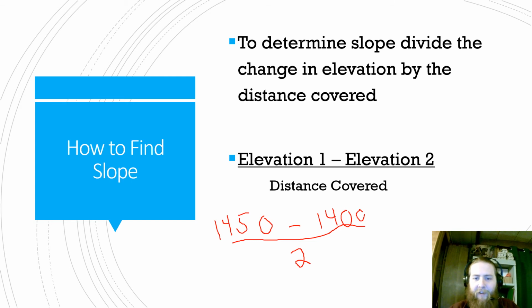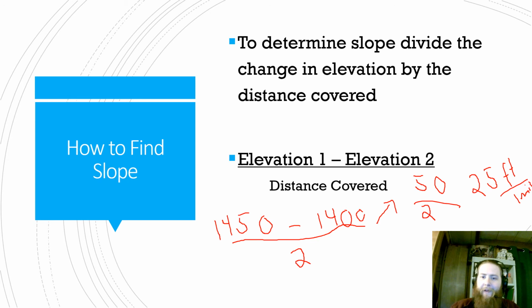To solve this one, you would subtract the top minus the bottom, and you get 50 divided by 2. And then you end up getting 25 feet over 1 mile. So that would tell you that every mile you'd be going an elevation change of 25 feet, which isn't bad. That's not a very steep climb. If it was going from 0 to 1450, it would be much more severe and much more extreme of a slope. But that's an example of how you would solve one of these problems.